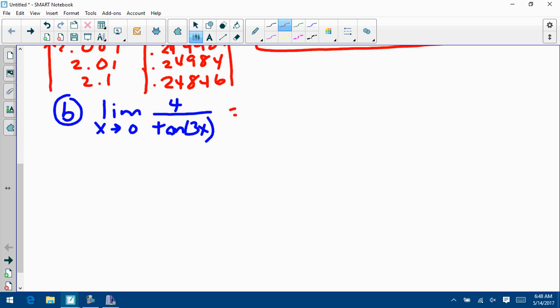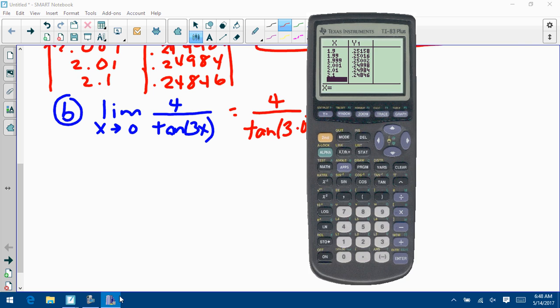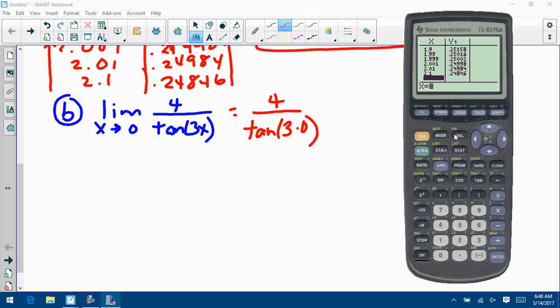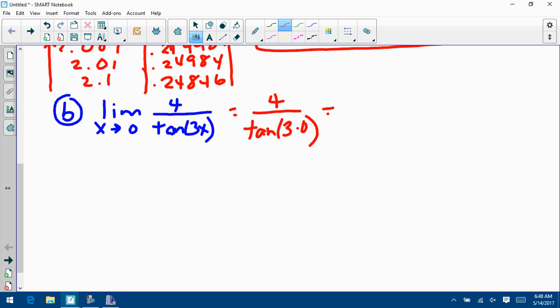But we'll plug in 0, so it's going to be 4 over tangent of 3 times 0, which is tangent of 0. And hopefully you know what tangent of 0 is. If you don't, you'll have your calculator. So again, mode needs to be radian, and you can see that tangent of 0 is 0. No big surprise. So that's 4 over 0. So that's not indeterminate form. It is undefined. So what's that mean? It means the limit does not exist.